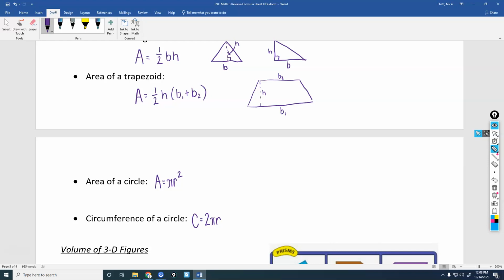You may or may not see the circles, those two, but what you are almost definitely going to see is arc length and sector area. So we're going to add that in. You got a little bit of extra room right there.